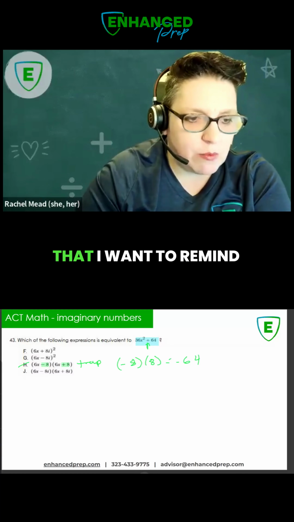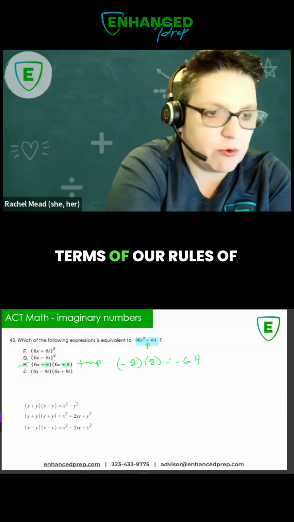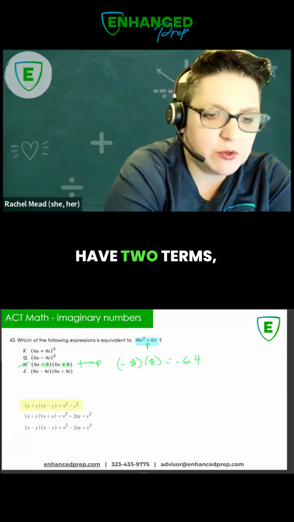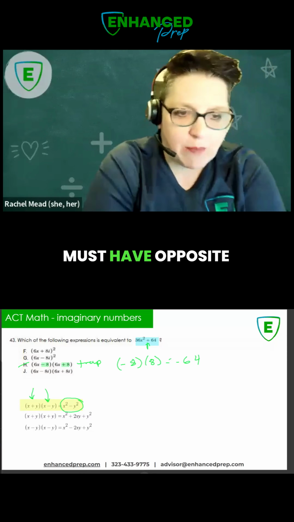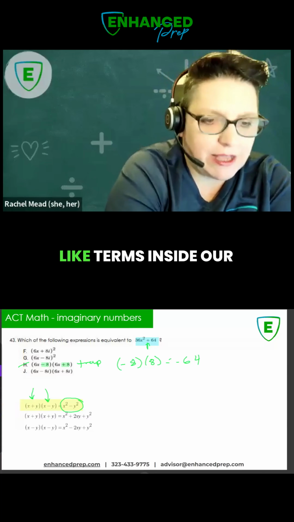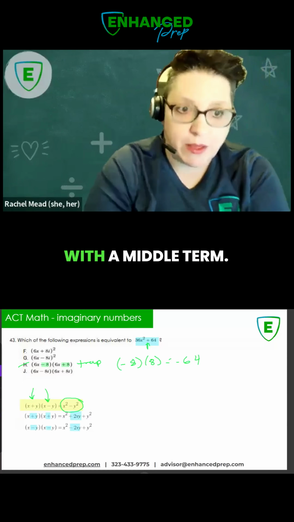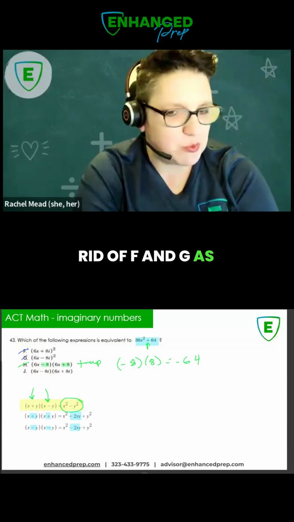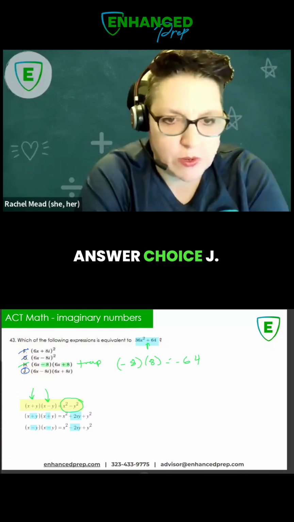Now, another thing that I want to remind you of, and this is so helpful in terms of our rules of factoring, is that every single time we only have two terms in our end result, we must have opposite signs inside our parentheses. Because if we have like signs inside our parentheses, we are always going to end up with a middle term. So in this case, I'm going to quickly get rid of F and G as well, because those would give me a middle term, and I'm choosing answer choice J.